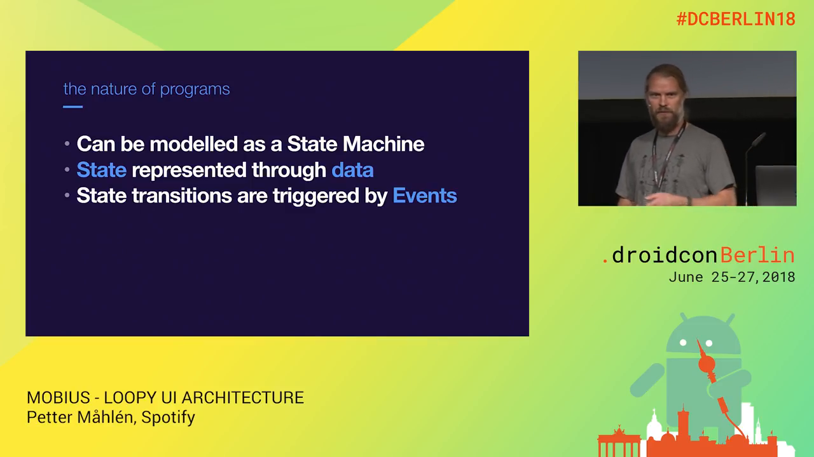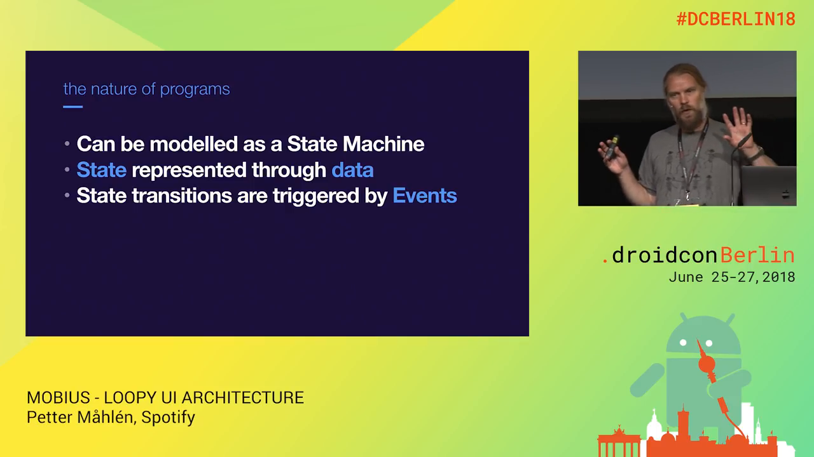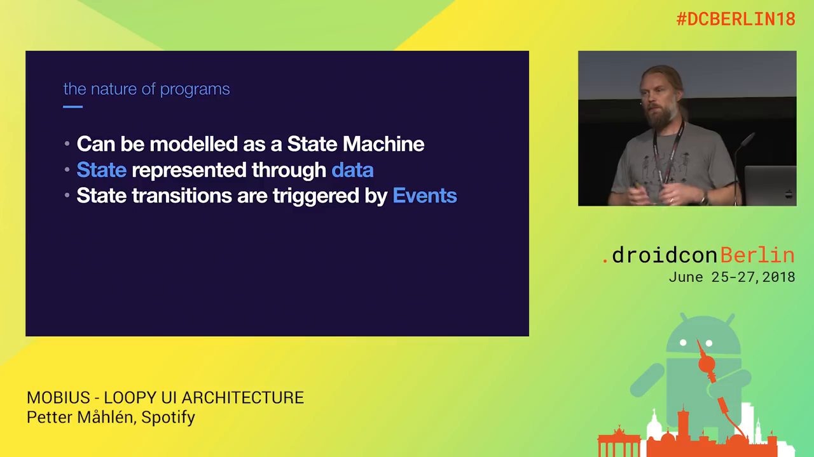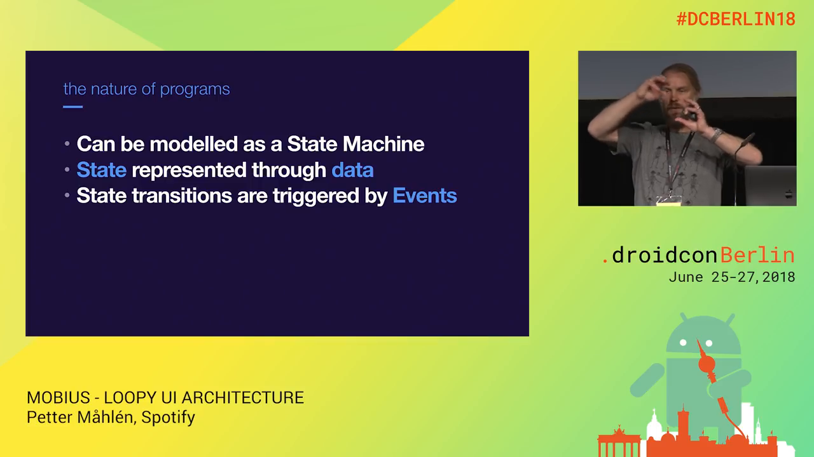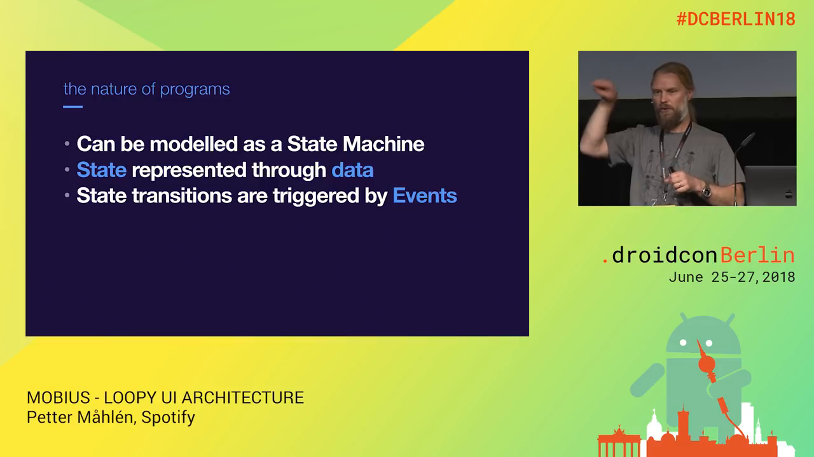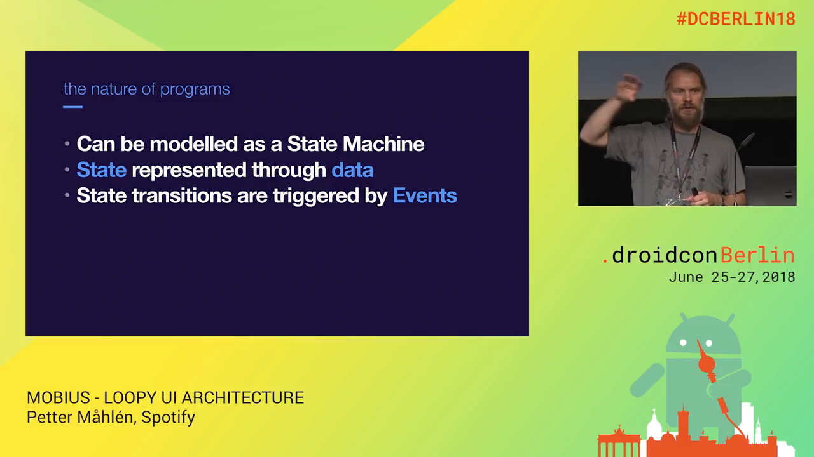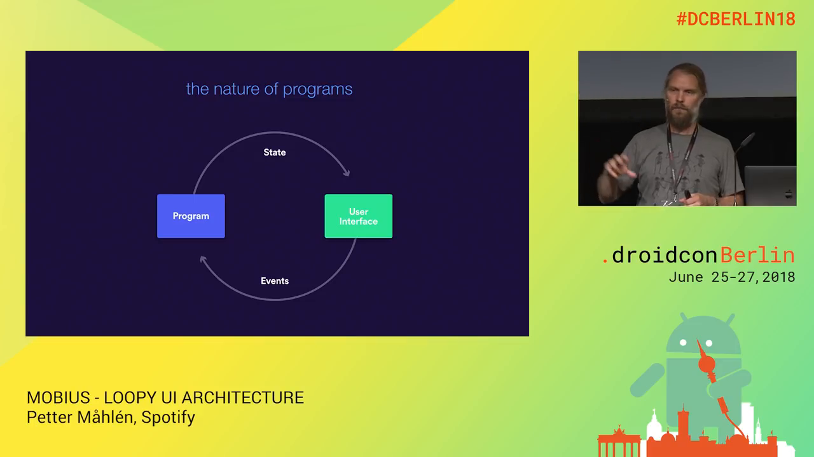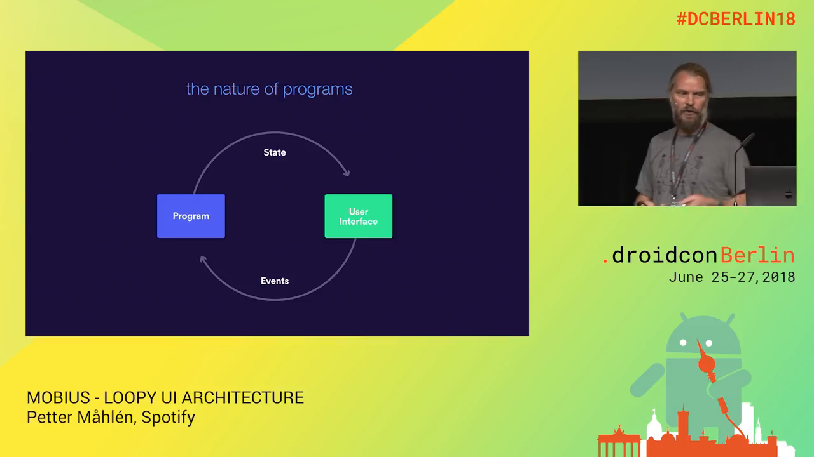Did I say enough introduction? There's more introduction, actually. I lied. Sorry. So all programs can be modeled as a finite state machine. And so you can think of evolution in the program as changing from one state to another, and then you have all these arrows that are possible transitions, and which transition you take from one state to another is triggered by some kind of event. And that's really how we do things.